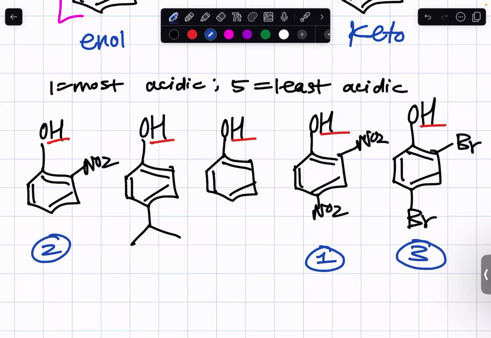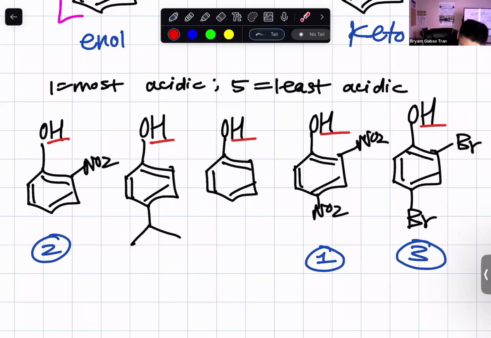I think then 4-isopropyl phenol would be the second to last, least acidic, and then the least acidic would be just the normal plain phenol. Yeah, so that's good. You got the first one correct because that's the most amount of EWGs and the strongest EWGs.